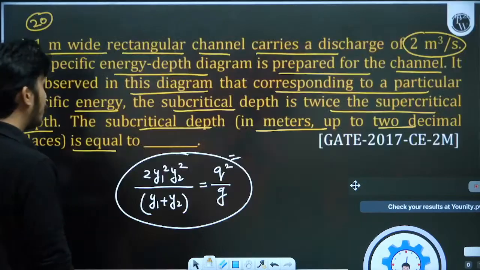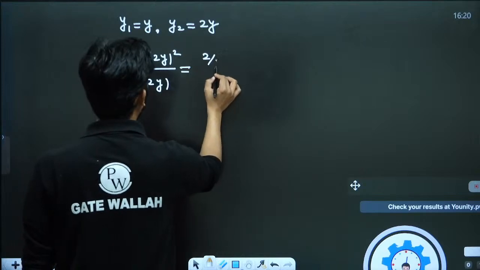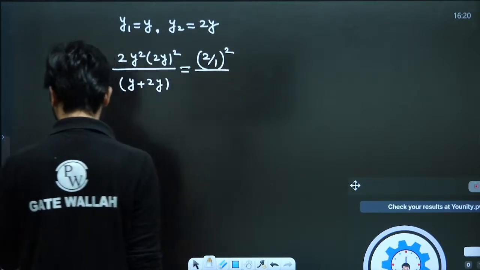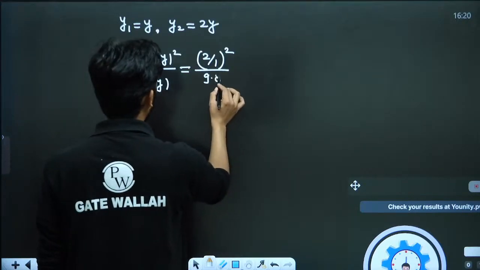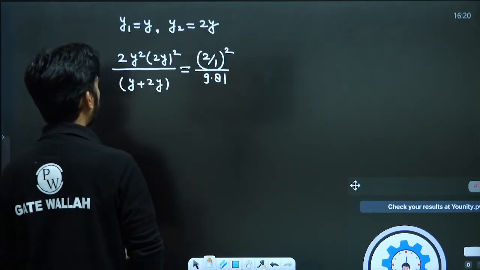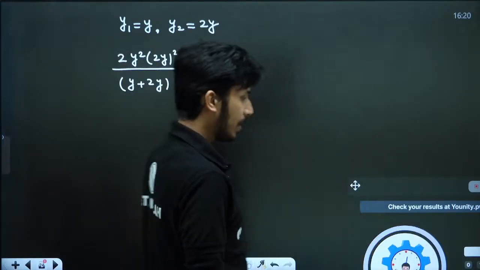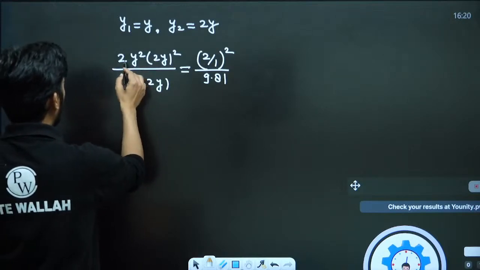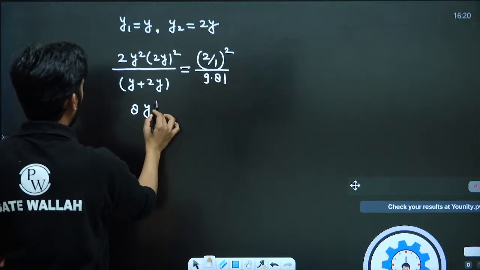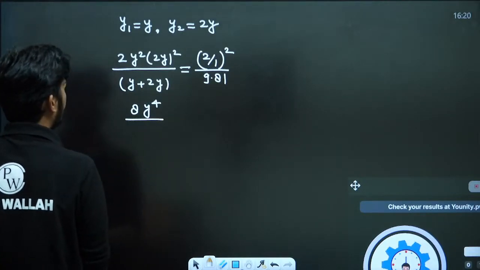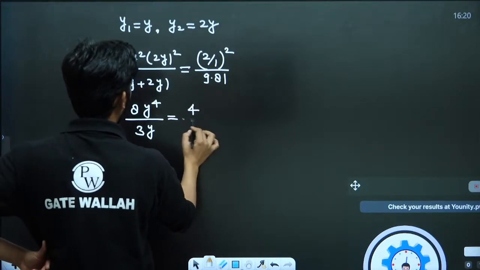What is q? 2 meter cube per second. So (2 divided by 1) square divided by g. What is g we have to take? 10 or 9.81. g is not given here, so we will take 9.81. So from here, let us check what value is coming out to be. I don't have my calculator. Let us first check. So 2y square into 4, it will be 8y raised to power 4 upon 3y is equal to 4 upon 9.81.